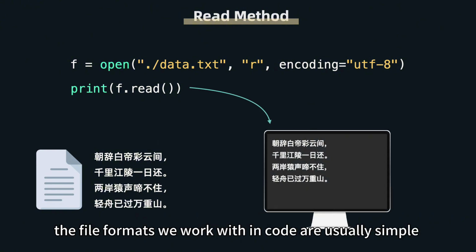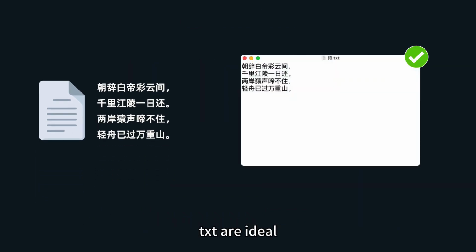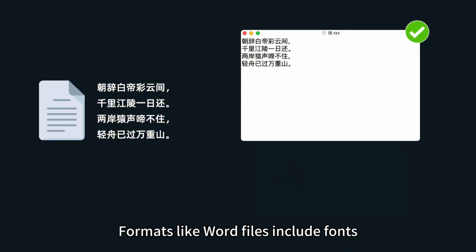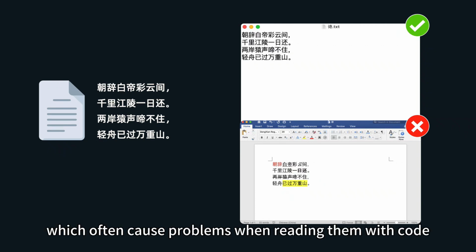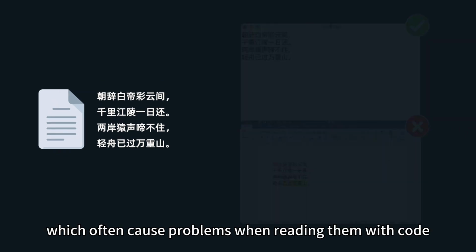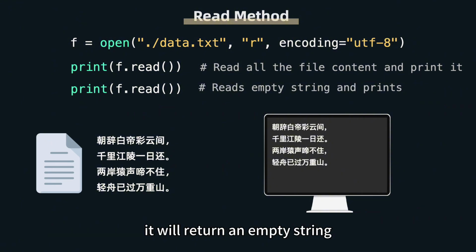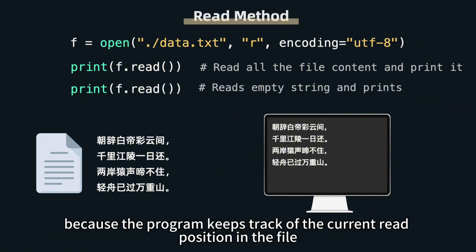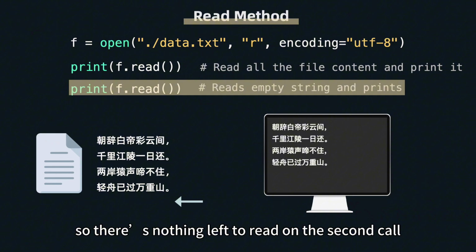In general, the file formats we work with in code are usually simple and straightforward. For example, plain text files like TXT are ideal because their contents can be easily converted into strings. Formats like Word files include fonts, colors, and styling, which often cause problems when reading them with code. Another thing to note is that if you call read a second time, it will return an empty string. Because the program keeps track of the current read position in the file, the first call reads the file to the end, so there's nothing left to read on the second call.